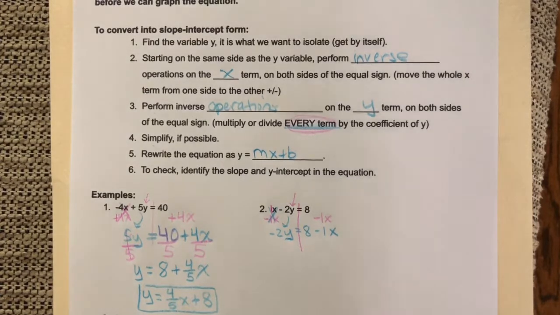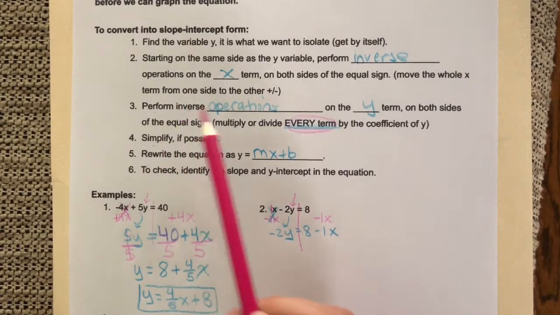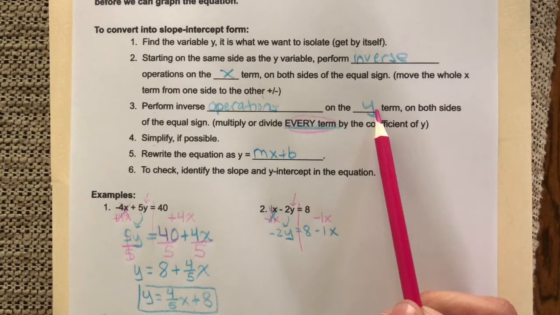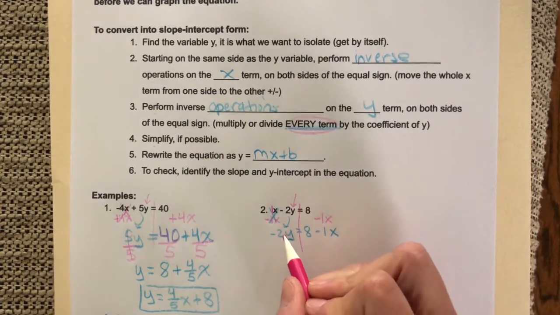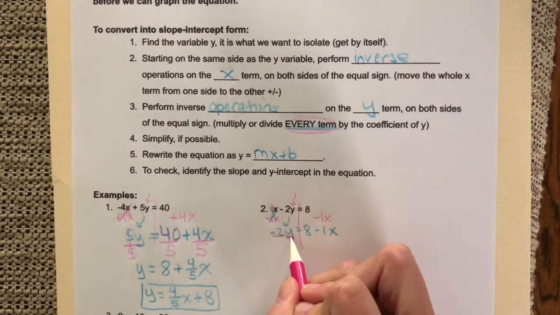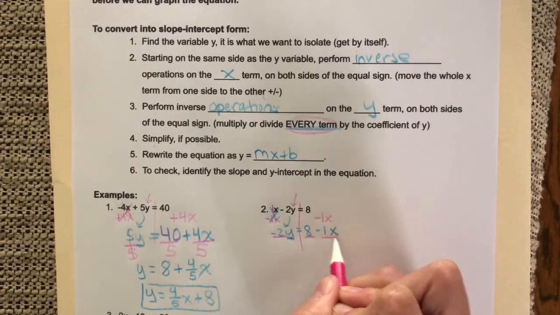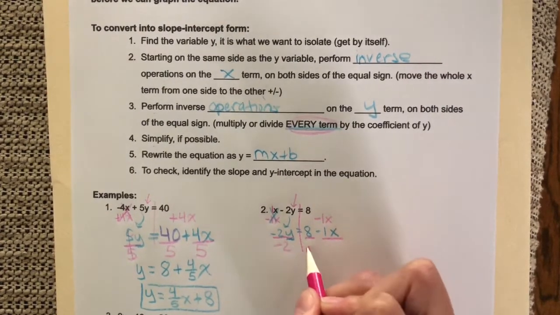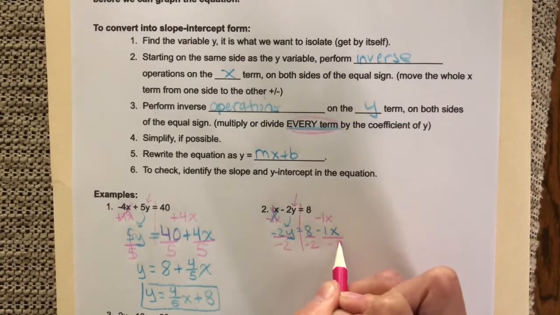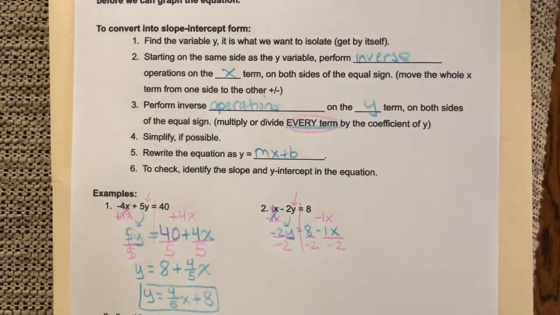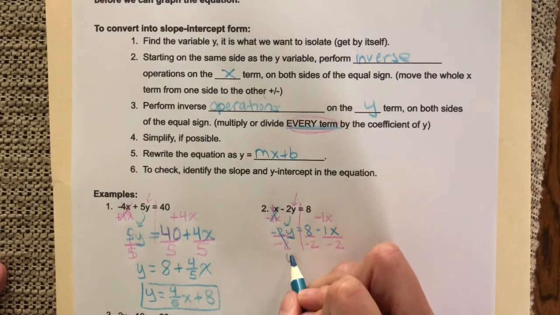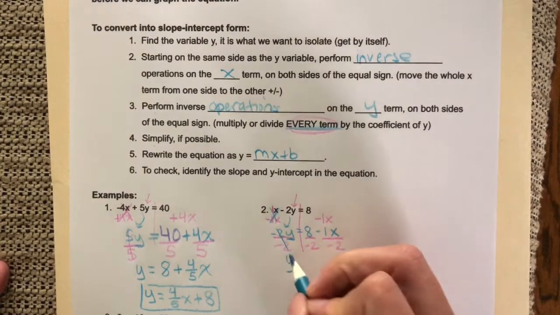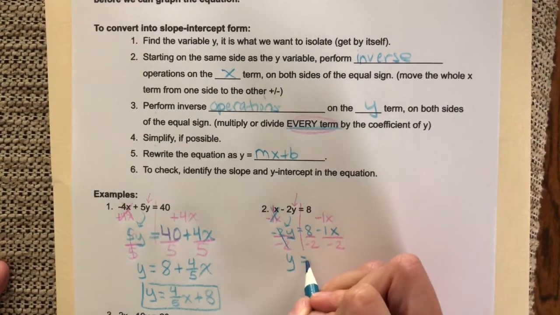And my next step is to perform inverse operations on the y term. So whatever the coefficient of y is, which in this case is negative 2, I need to divide every single term that I see here by negative 2. So I'm really making 3 different fractions. And now I'm going to go through and simplify. Negative 2 divided by negative 2 is 1y, which leaves me with the y that I'm looking for. Y is now isolated on the left side.